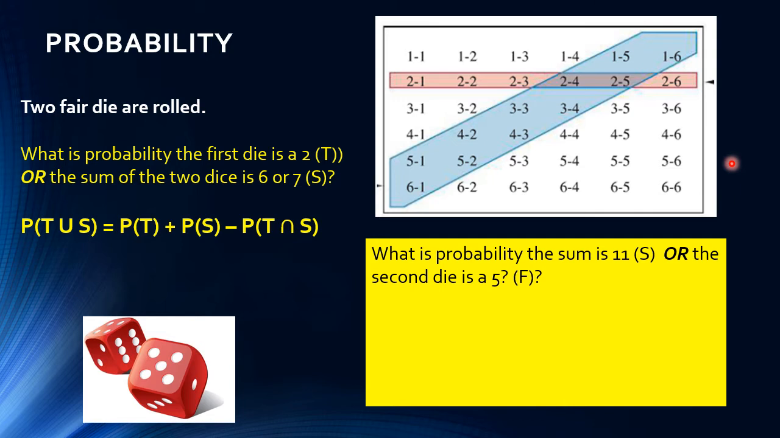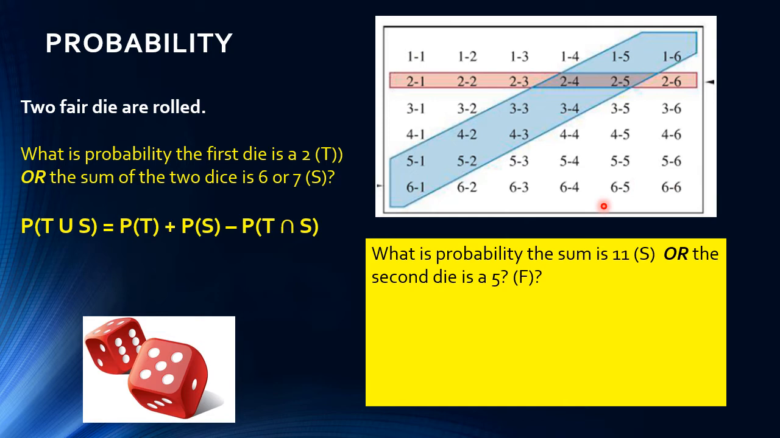The kind of orangish-red bar across tells us event T, that the first die rolls a 2, okay? What you see in this blue diagonal are all of the sums that add up to 6 or 7. So sometimes listing out the possible outcomes can help you sort through them mentally as well, okay? So we need the probability of 2, which is 1 out of 6, but it's probably easier to put it out of the whole 36. We have 1, 2, 3, 4, 5, 6 out of 36 possibles. So this would be 6 out of 36.